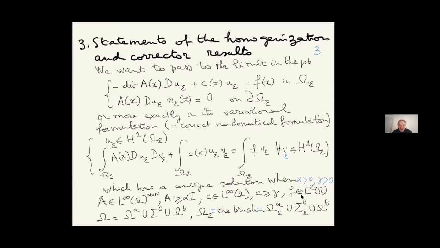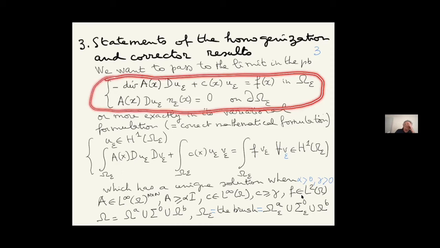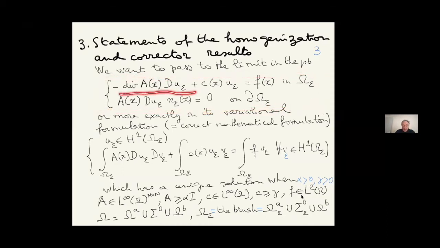Okay. So, hello everybody. Nice to be with you again. And so I continue what I began yesterday about the homogenization of the Neumann brush problem. So the Neumann brush problem is the equation which is here, which is minus divergence of A gradient U epsilon plus C U epsilon equals F in a brush omega epsilon with the Neumann boundary condition on the boundary of the brush. And what is the brush?